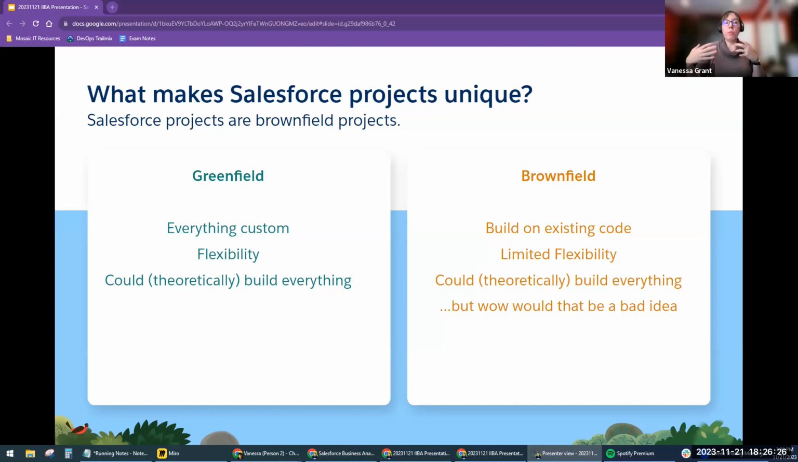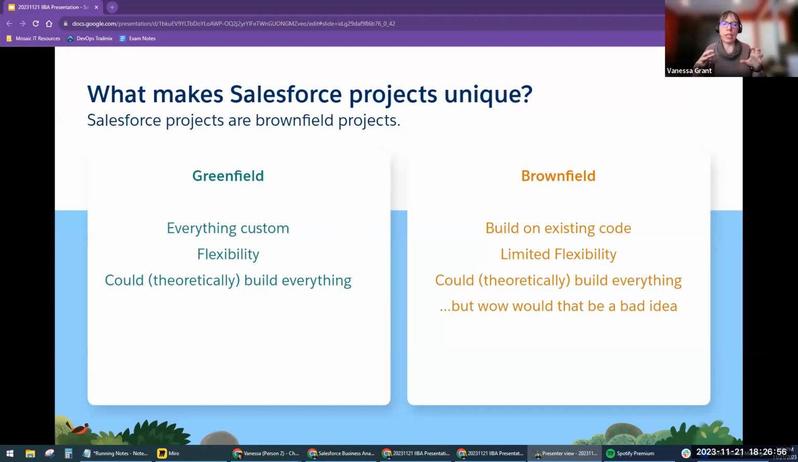And while there is that code platform, and you're building on top of it, you can customize Salesforce. So you can really, really customize Salesforce, which is one of the reasons why people love it, because it can really shape itself to the needs of your business. So you could also theoretically build everything on Salesforce as well, but wow, would that be a bad idea?